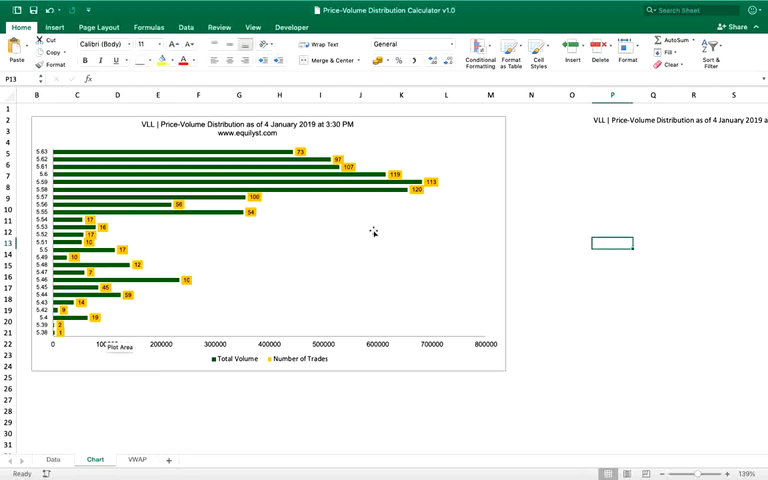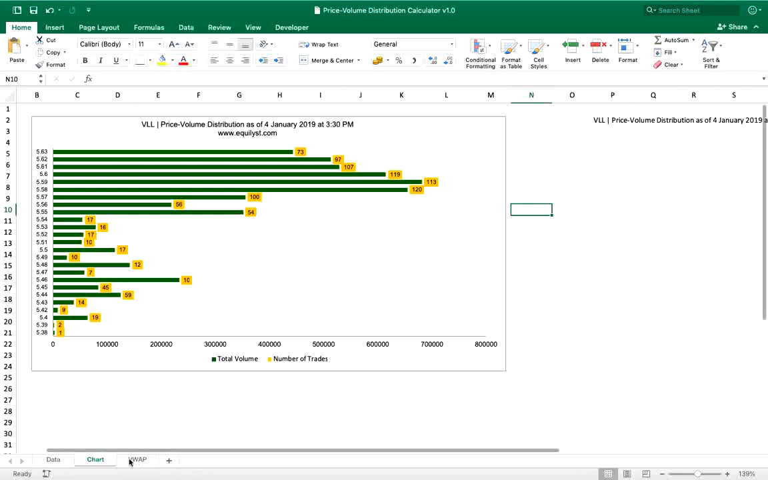When the longest bars with the highest number of trades are positioned near or towards the intraday high, then we can easily say that this stock is experiencing a bullish intraday sentiment. So obviously the longest bars are parked towards the intraday high. We can safely say that VLL is indeed experiencing a bullish intraday sentiment.